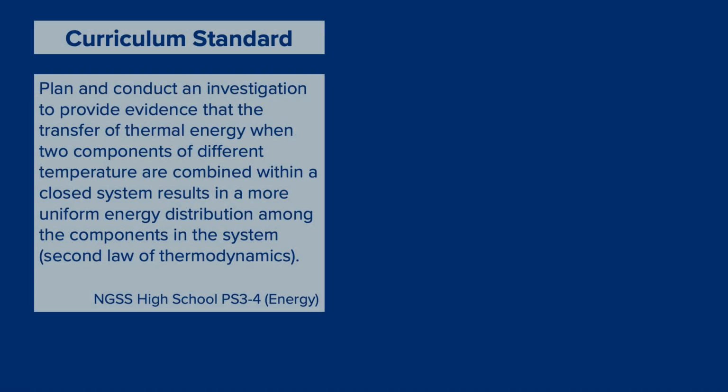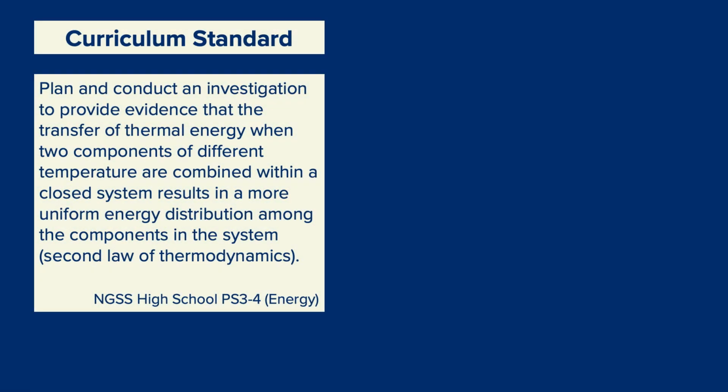So in the case of what we see on the screen, we have this standard. It's from the Next Gen Science Standards at the high school level related to energy. And it is to plan and conduct an investigation to provide evidence that the transfer of thermal energy when two components of different temperature are combined within a closed system results in a more uniform energy distribution among the components of the system, which is essentially the second law of thermodynamics.